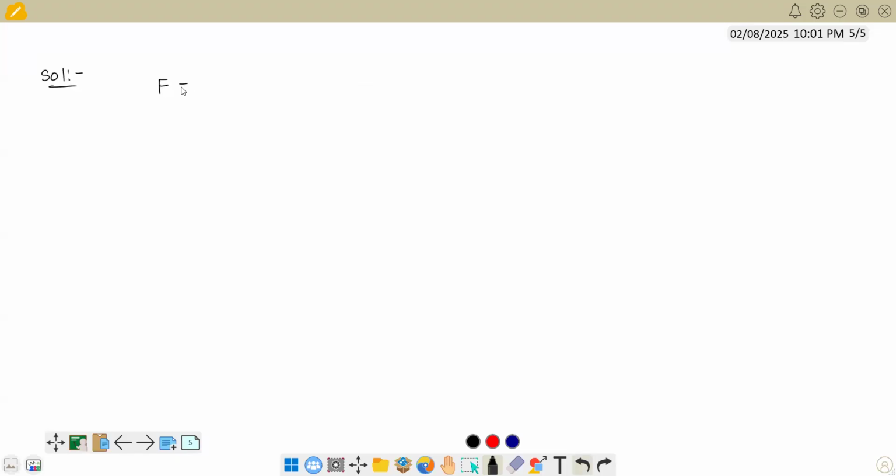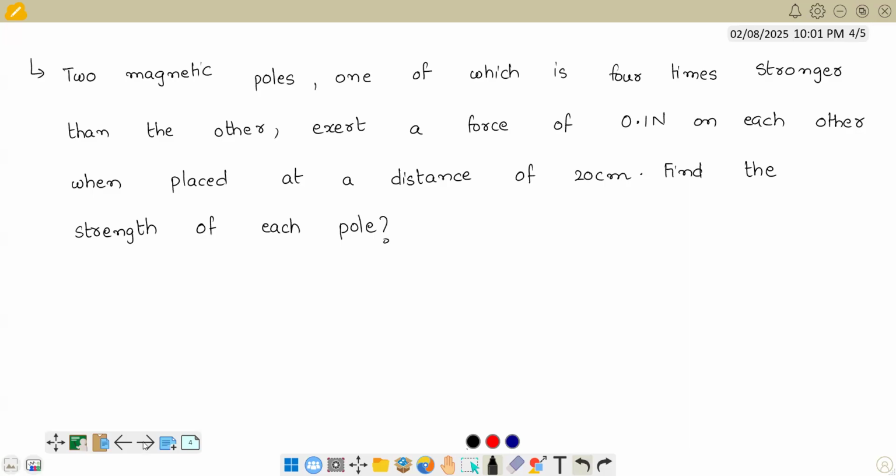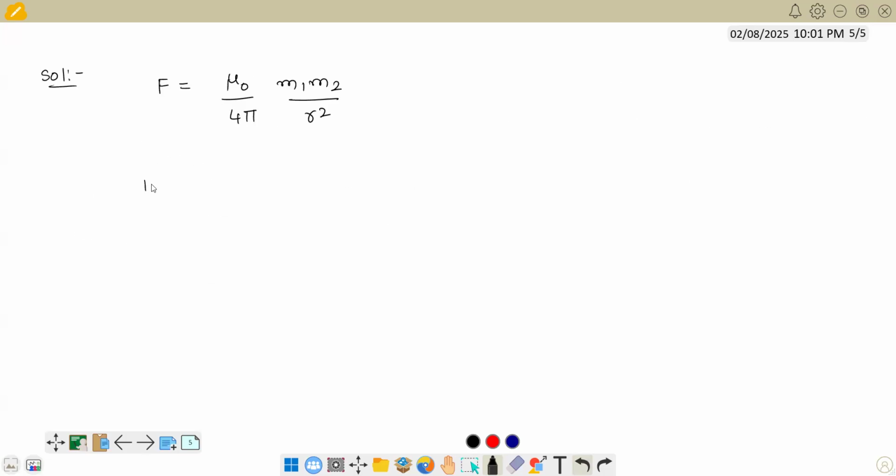So we know F equals mu naught by 4 pi, m1 m2 divided by r square. What is r? R is the distance. In some books you will find d square. Don't be confused, r is the distance between them. The force is given as 0.1, so I will write 10 power minus 1. Mu naught we know is 4 pi into 10 power minus 7, divided by 4 pi.